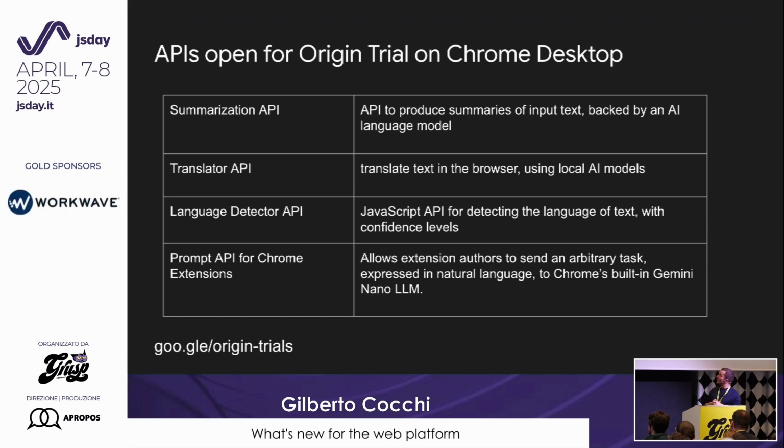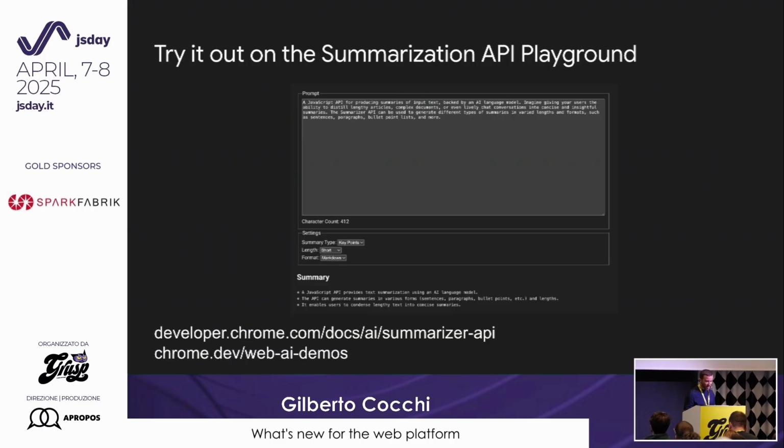We currently released 4 APIs for testing. One is about summarizing text on the web. One is about doing translations. One is about language detection. And there is a generic prompt API JavaScript method, but that is available only to Chrome extensions. If you're curious to try it out, you can go to this summarizer API playground. You just need to enable a couple of flags, which are described in the article here.